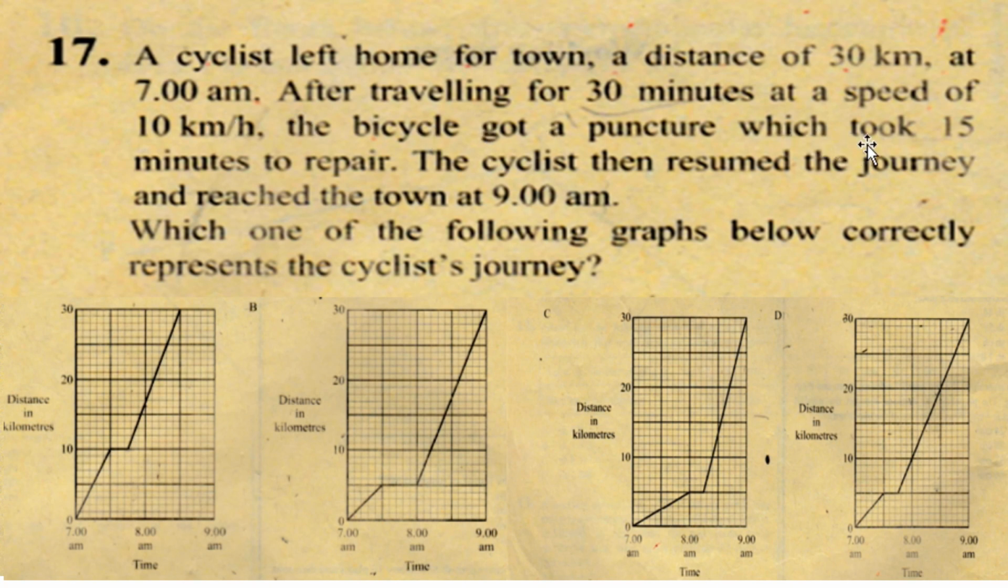Let's move to the 15 minutes, which is the time it took to repair the puncture. So in B and D, we should see a rest of 15 minutes. Look at B. B is a rest of 30 minutes from 7:30 to 8. That's wrong. So we are left with D, which is showing a rest of 15 minutes from 7:30 to 7:45. So we have eliminated all the graphs and are left with graph D.